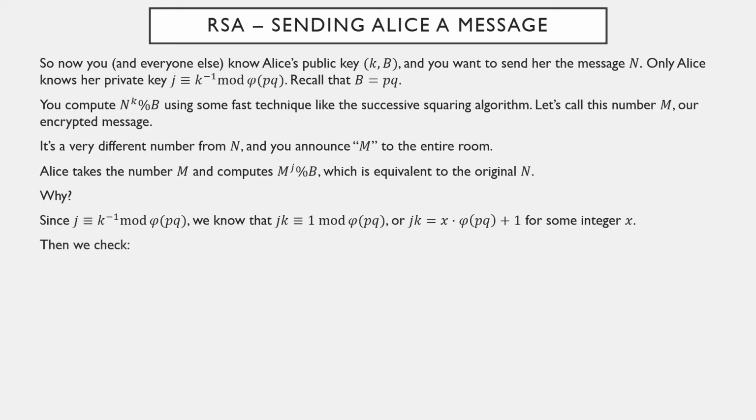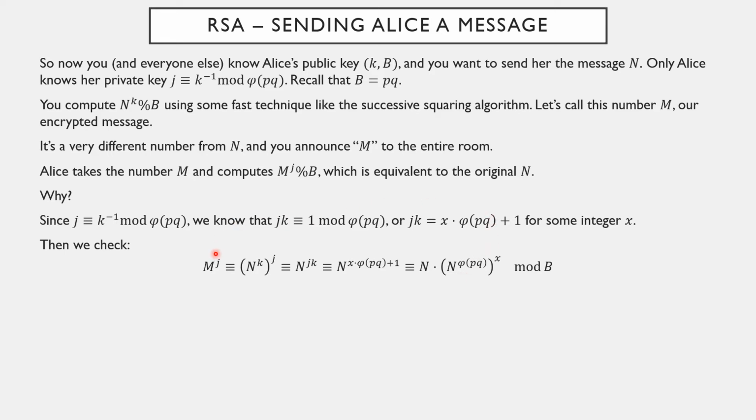So then what we do is we check the following. We had our message n and Alice has raised it to the j. How did we compute m? It was equivalent to n to the k. But n to the k to the j is just going to be n to the j times k. j times k is a multiple of phi of pq plus 1. So I factor out this n to the first, and then what I have left is n to the x times phi of pq, which I write as n to the phi of pq to the x.